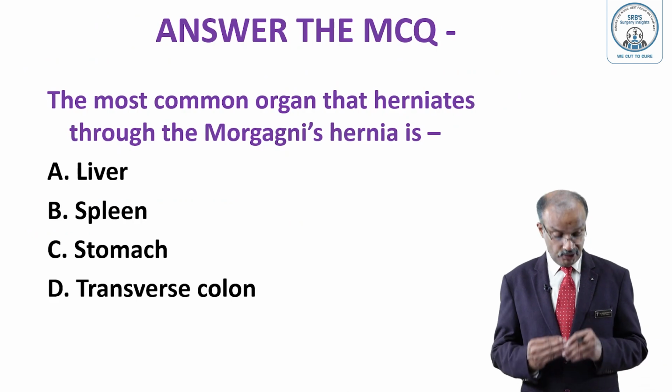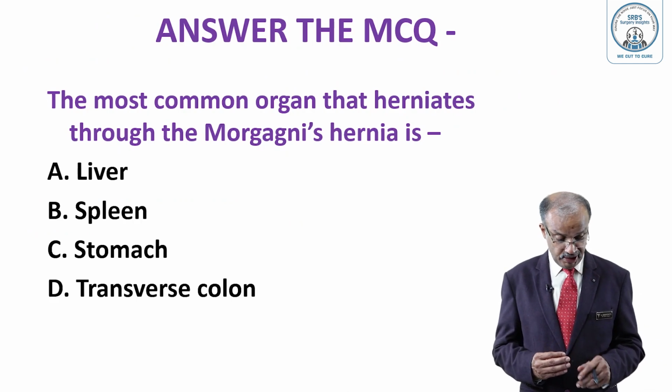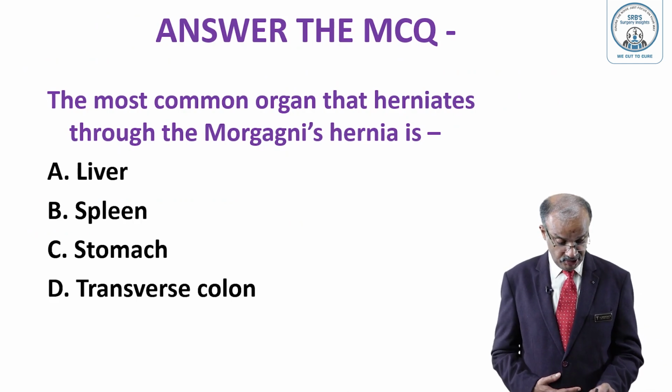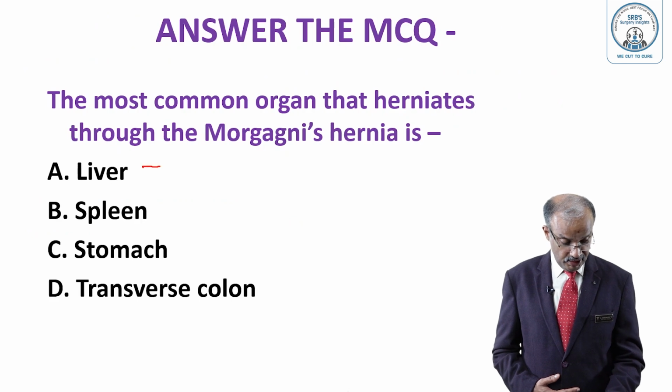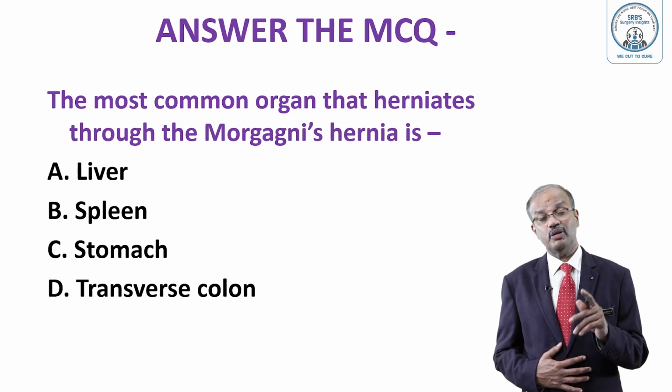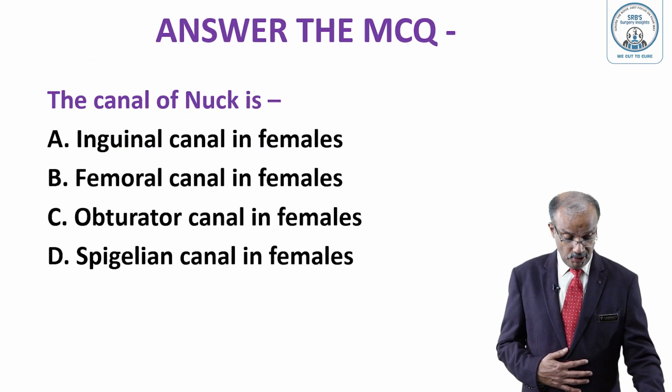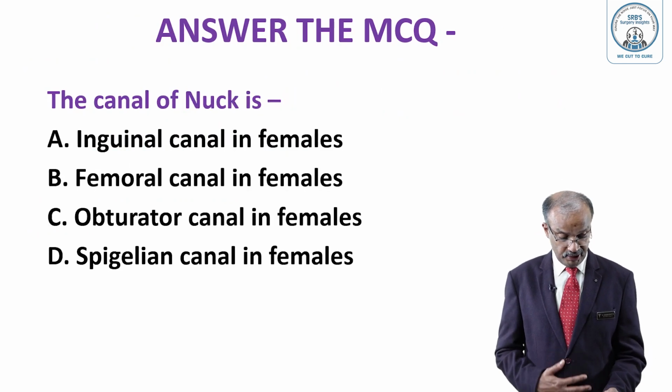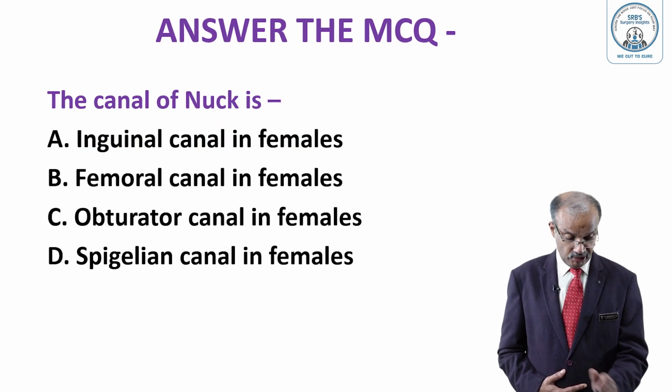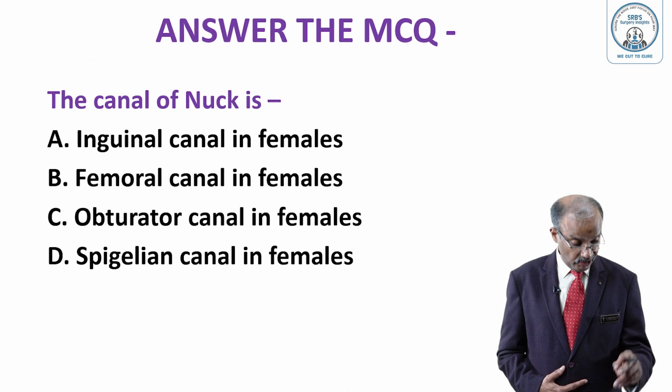So answer the MCQ. The most common organ that herniates through the Morgagni hernia is: A, liver; B, spleen; C, stomach; D, transverse colon. So put the right answer in the comment box, students. I'll get back to you. Another MCQ: canal of Nuck is: A, inguinal canal in females; B, femoral canal in females; C, obturator canal in females; D, pudendal canal in females. Find out the right answer and put it in the comment box. I'll get back to you.